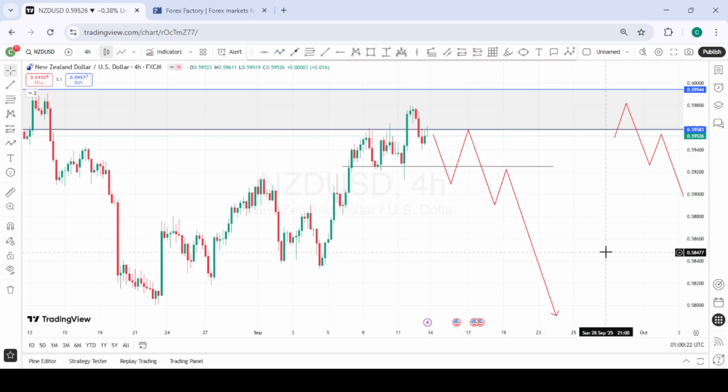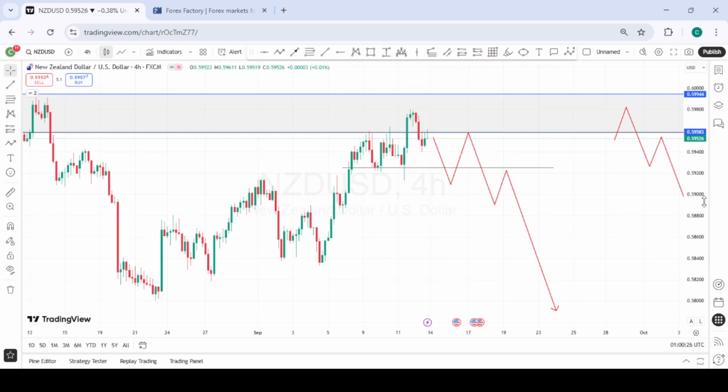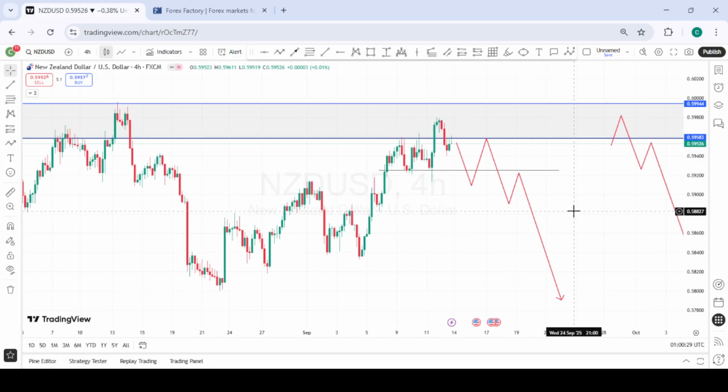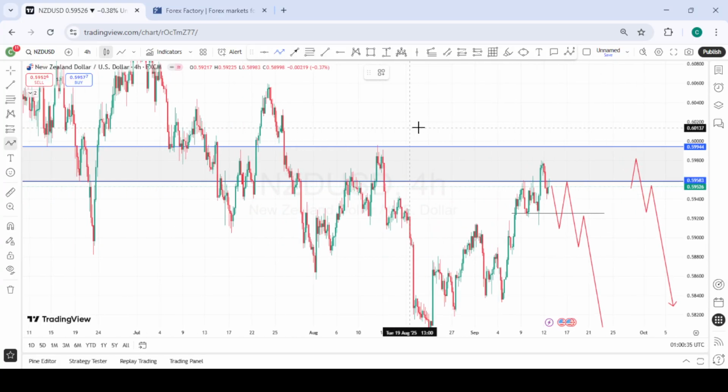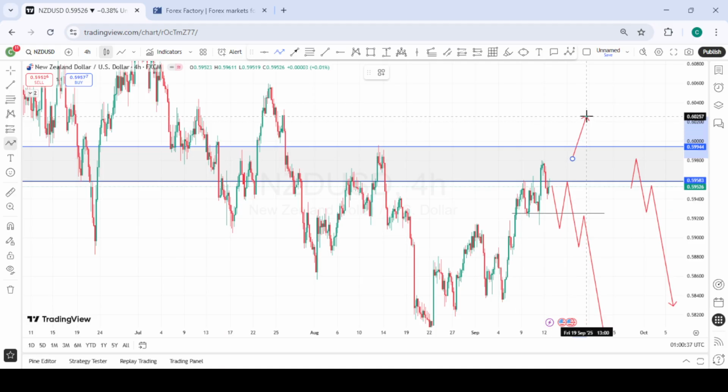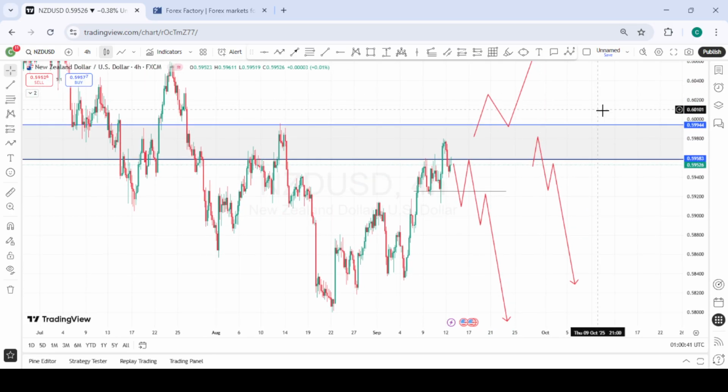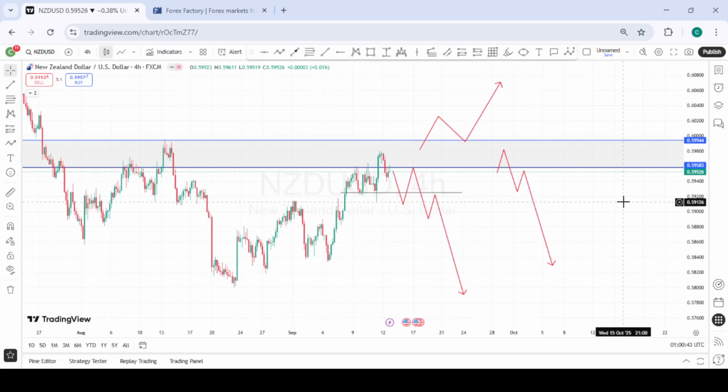So going to next week, I'm very bearish on NZDUSD. Price can only be considered bullish if we get a strong break above here, get a retest and continue upside. But until then, NZDUSD is still bearish.